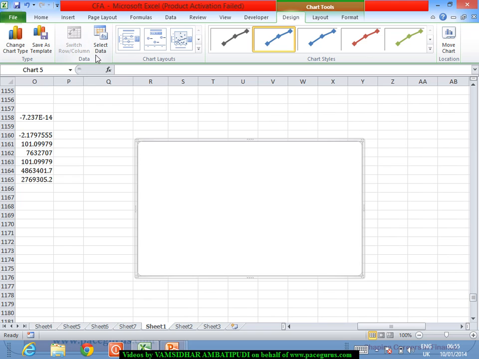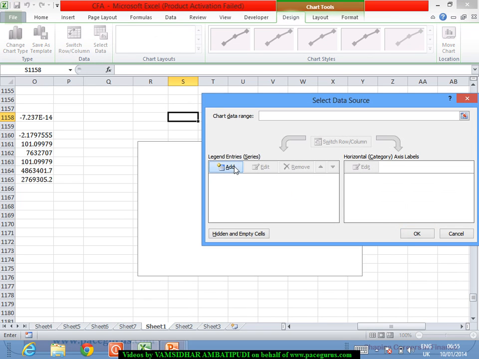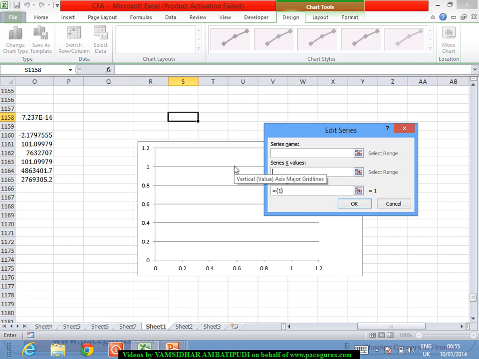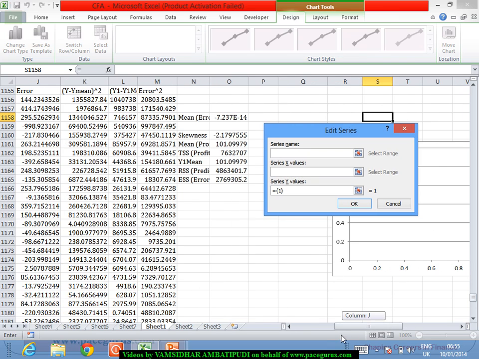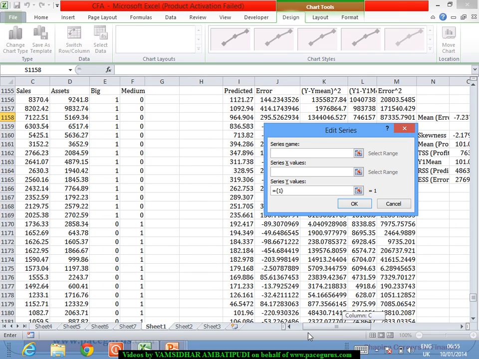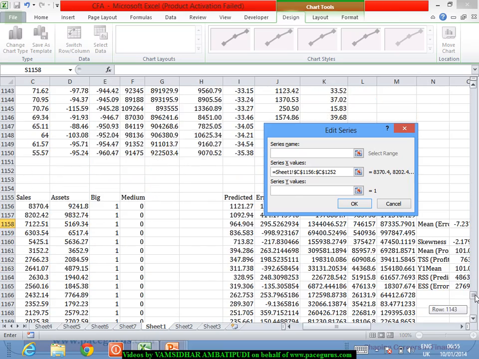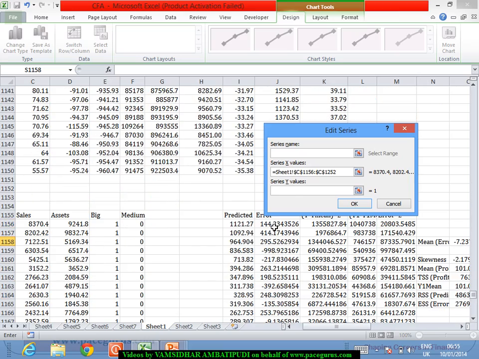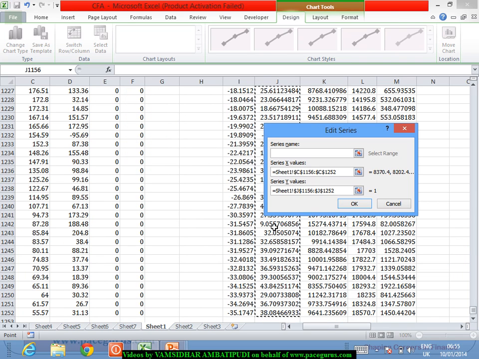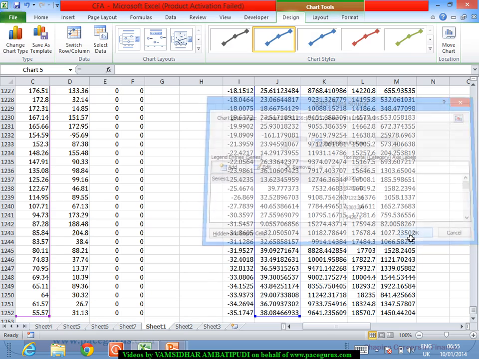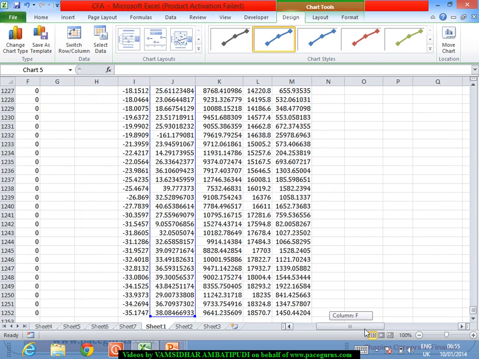So for that I will furnish it with this data. On the x-axis I will take the independent variable, let's say sales, and on the y-axis I am taking the error. This is one way to check from the graphical mechanism whether there is any kind of conditional heteroskedasticity present. Okay, this is the graph that I got.